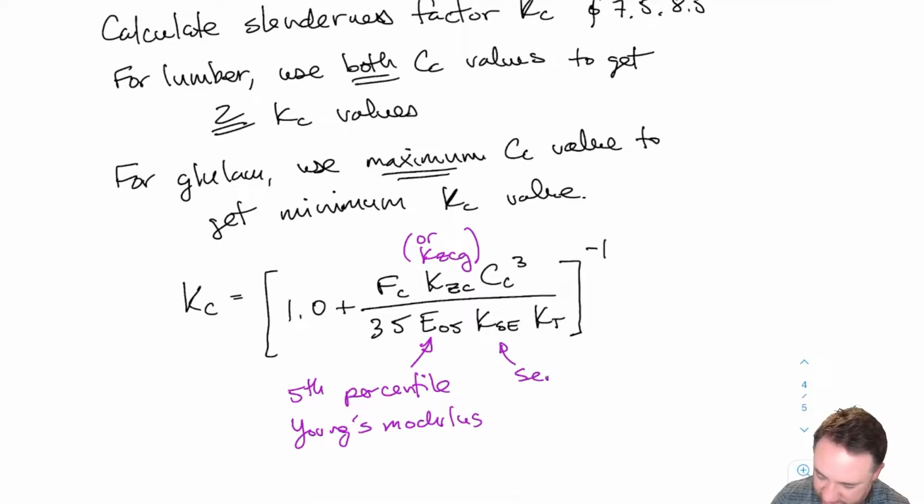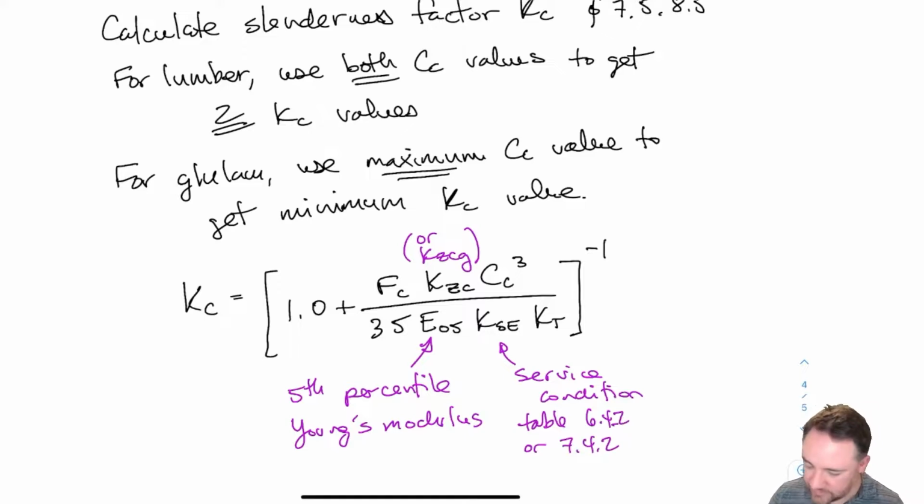KSE is a service condition factor associated with stiffness. So that comes from table 6.4.2, or 7.4.2 for glulam. KT is my regular treatment factor. And do not forget that the whole thing here is to the power of -1. So I calculate everything inside the brackets and then I find the inverse of that, and that gives me my KC. So larger CC means a lower KC.